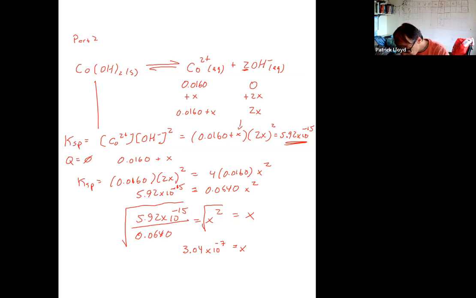Okay, now remember again, just like in the previous part, this is moles per liter. So if we want to calculate grams per liter, again, we have to multiply by the molar mass. And our molar mass, I think, was 92 point something, right? So it was 58.933 plus 2 times 17.01, 92.95. So I'm going to take our molar solubility. Remember, this is molar: 3.04 times 10 to the minus 7 moles per liter. I'm going to multiply it by the molar mass.